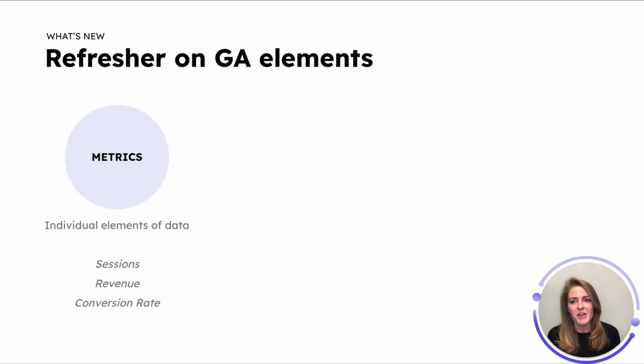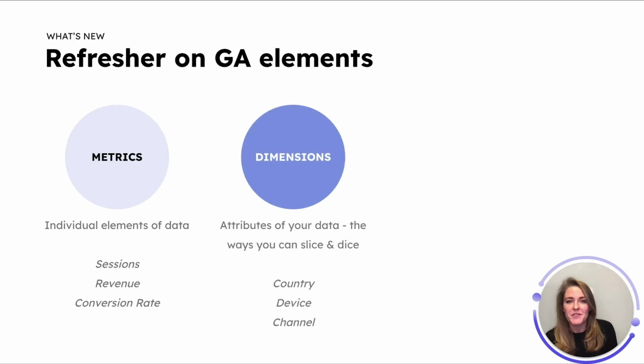So firstly, we have our metrics. Metrics are individual elements of data. So examples of that might be sessions, revenue, or conversion rate. Then we also have dimensions. Dimensions are attributes of your data, the ways that you can slice and dice them. So it might be your country, device, or what sessions were coming from which channel.